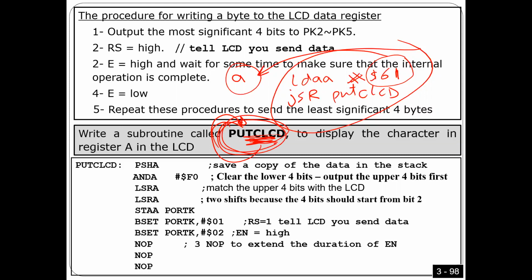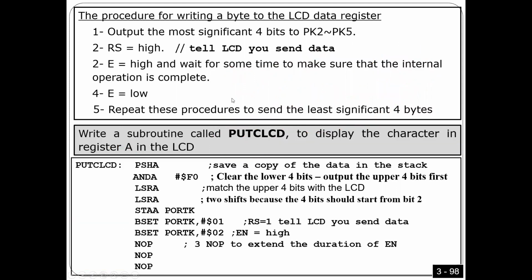It's called put character LCD, and as I told you before, when you call this function, you have to put the ASCII of the letter you want to display in register A. Okay, now I'm going to explain what the content of this subroutine is and how it works. That's exactly what I have just said, guys. This subroutine works this way.